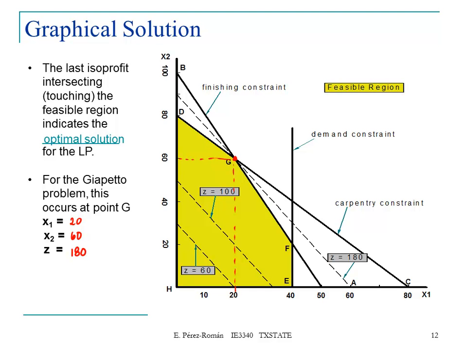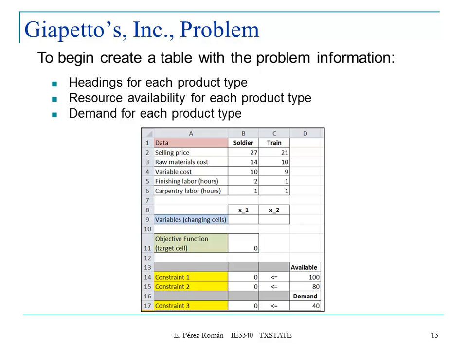positive. If you remember from the graphical solution, we found the optimal values were x2 equals 60 and x1 equals 20. So our optimal solution is when you produce 20 soldiers and 60 trains. That gives you a revenue of 180.